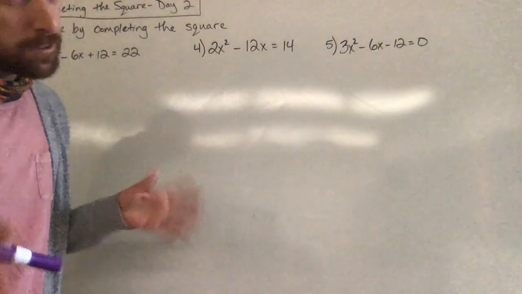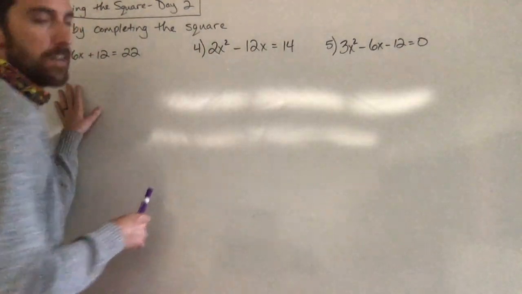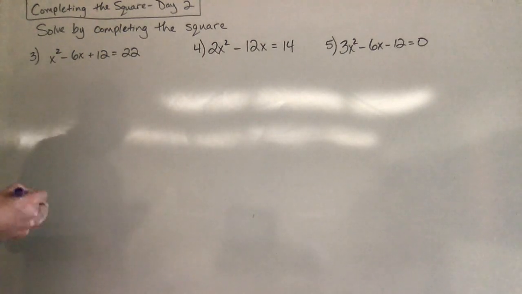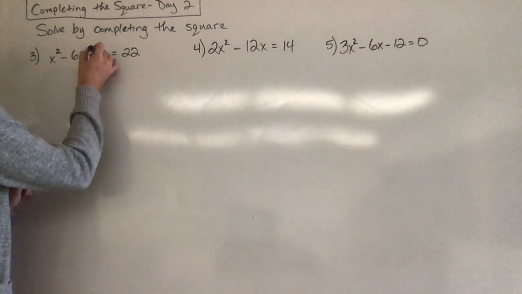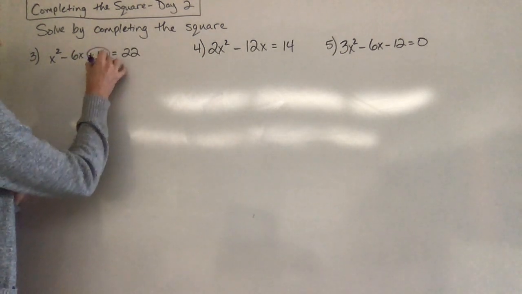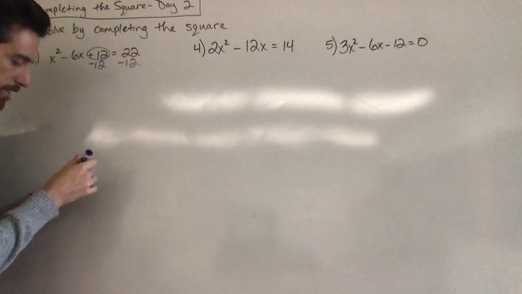These are our last three. They're a bit of a doozy. Number 3 is not. This is no problem. Remember, we got to get the x's and the x squareds all by themselves. I got to get rid of this plus 12 right here. So to get rid of it, we would subtract 12 from both sides.